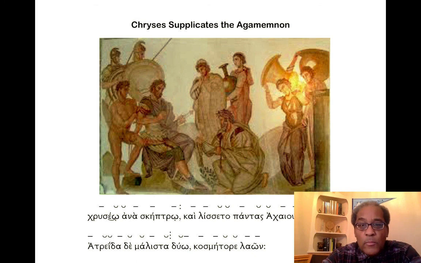Okay, so we'll end today with this wonderful image. I'm not sure where it's from. It looks like a fresco of the priest Chryses supplicating Agamemnon. And so this is what's described at kaliseto panta Achaious, Atreida de malista duo, kosmetora laon. I'm pretty sure that Agamemnon is the one sitting. I would hesitate to say that the naked figure next to him is Menelaus, his brother. I couldn't explain the nakedness, but I'm not an art historian. And so you see the people behind with these spears and shields. Those are the Achaeans, representing the soldiers themselves. And you see even the servant women carrying their vessels, which represent the women in the camp, one of which is no doubt Chryses' daughter.